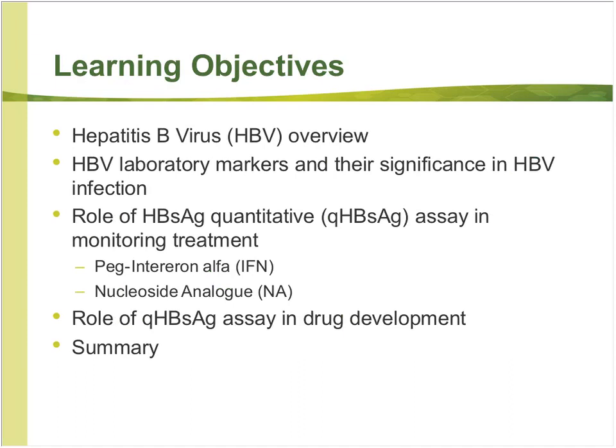We are now going to start the presentation with an outline of learning objectives. We're going to have a brief overview of the hepatitis B viral disease, talk about laboratory markers and their significance, and then focus heavily on the role of S-antigen quantitative assay, both in the setting of interferon therapy, nucleoside and nucleotide analog, and also talk about S-antigen in drug development, because there are many new medications coming out for hepatitis B, we hope, in the next 5 years. And we'll talk about how to integrate that testing in drug development, which then would enter your practice.